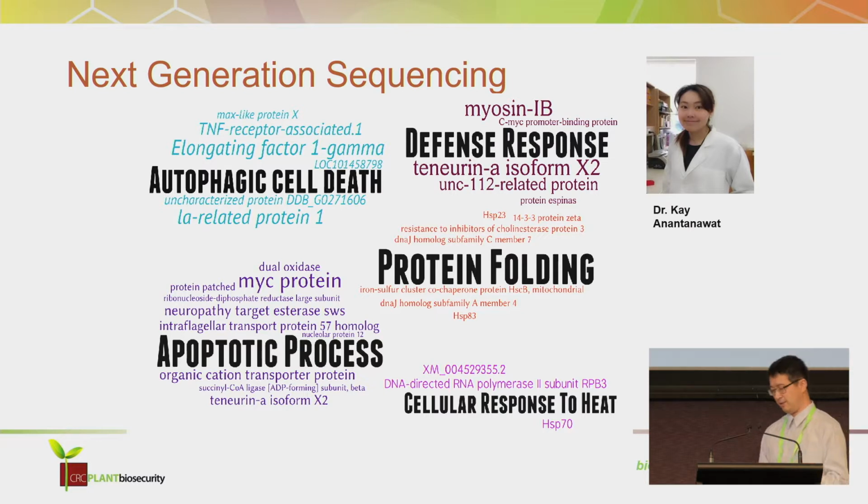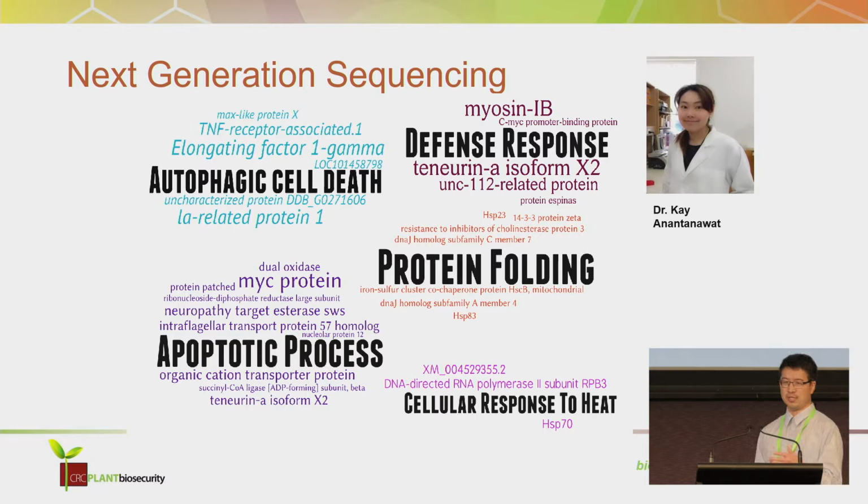So after we finished the treatment and we collected the RNA samples to finish the next generation sequencing, we do analysis, and this work was done by another postdoc, Kay. And this is just one example result for the heat treatment on medfly. So we found 30 genes, and they belong to 5 different groups related to cell death, apoptosis, defense response, protein folding, and cellular response to heat. So these 30 genes are involved in the heat treatment to kill the medfly.